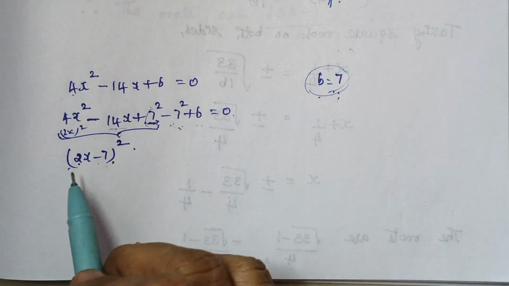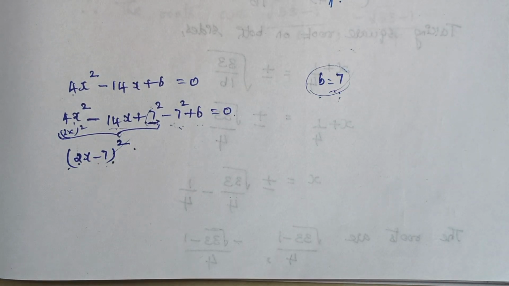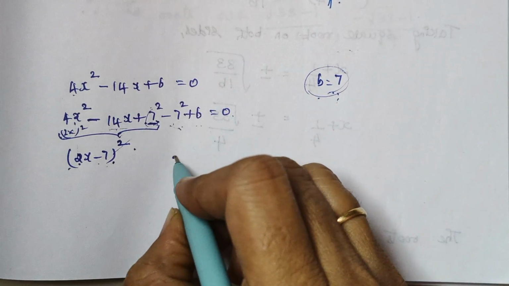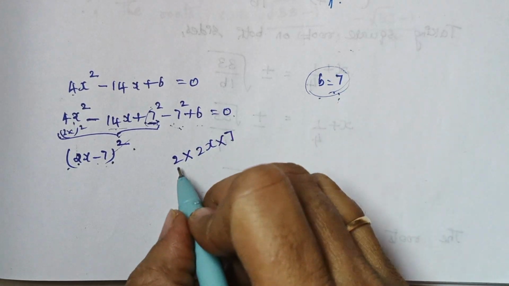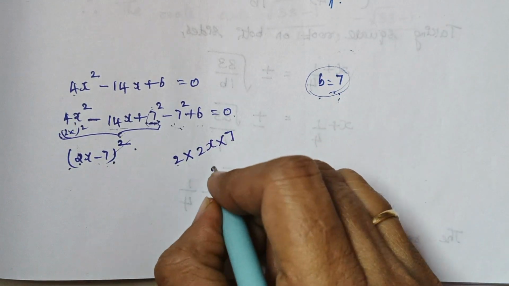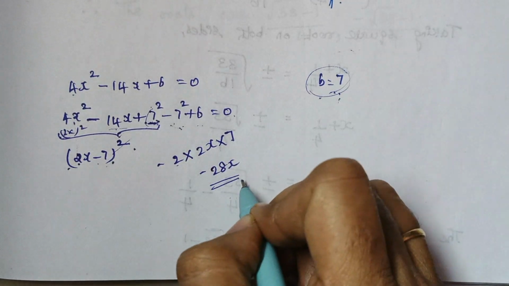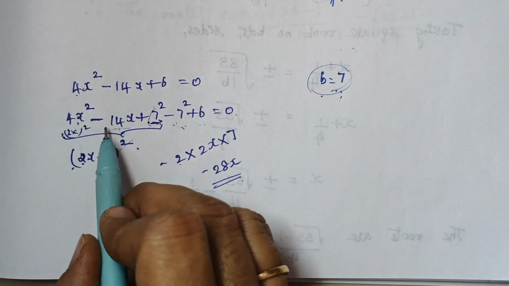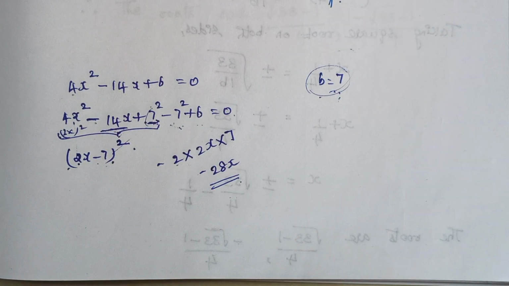So, when you expand, you see, this is your a square and this is your b square. So, it's fine. Then what about 2ab? So, here 2ab is 2 into 2x into 7. So, here the answer is 28x. Okay, here we should have minus 28x, but what we actually have? We have minus 14x. Right.